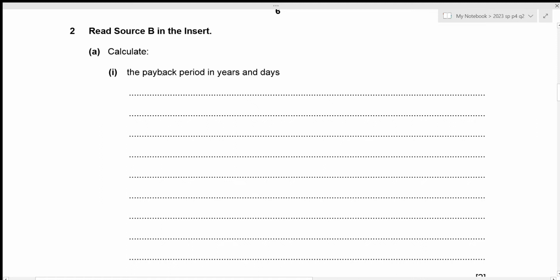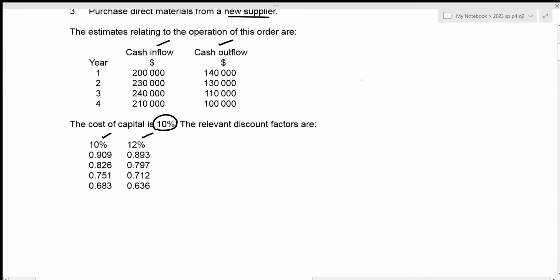So payback period is basically the period when we get our initial investment back. And in order to see this, we need to figure out our net cash flow, right? So let's do that first. We have 4 years, so that's 1, 2, 3, and 4. Then we are given the cash inflow for all 4 years, as well as cash outflow. Let's write it down. So for cash inflows, we can see that for year 1, it's 200,000. For year 2, it's 230,000. For year 3, it's 240,000. And for year 4, that's 210,000.